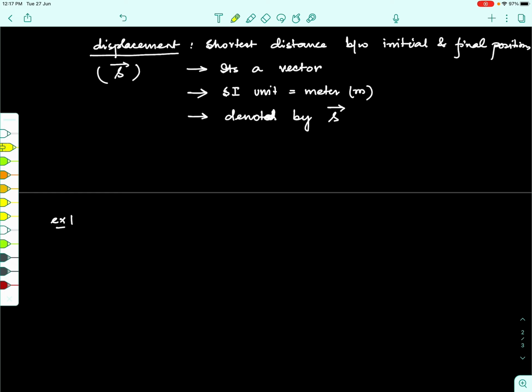Example 1. Let's say we have a body which moves along a circle. This is a circular path, and this circular path has a radius, let's say r. Now it is given to us that the body starts from position A and moves through this circular path to reach the diametrically opposite point B. In the process of moving from A to B, we are supposed to find out the distance travelled by the body S and the displacement of the body S vector.